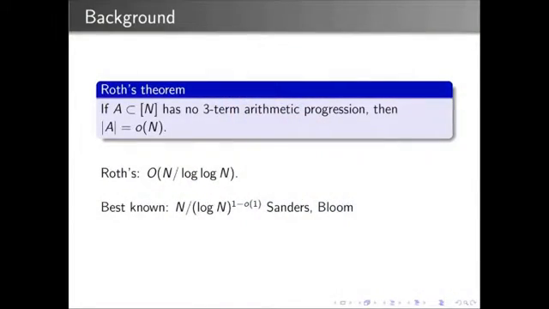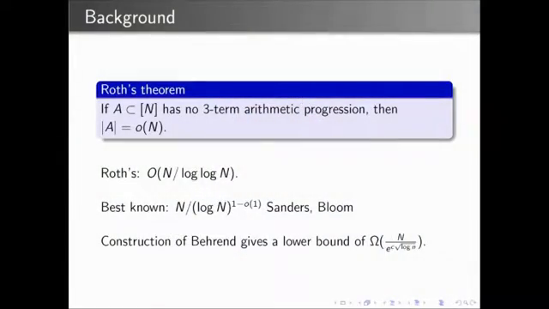The best known upper bounds were developed later by Sanders and Bloom, and give a bound of n over log n times some log n factors. In terms of a lower bound, a construction of Behrend gives n divided by e to the root log n. So these two are very far apart. Later, Szemerédi's famous theorem extended this to k-term arithmetic progressions using a regularity method.